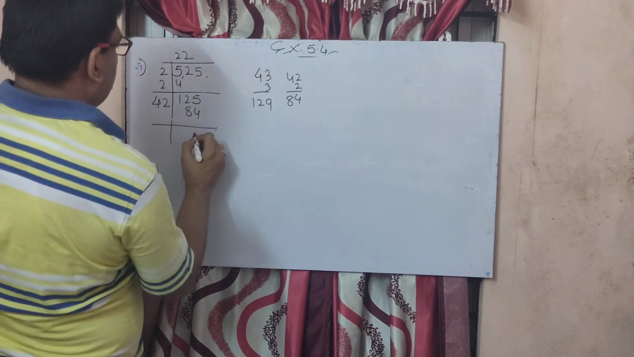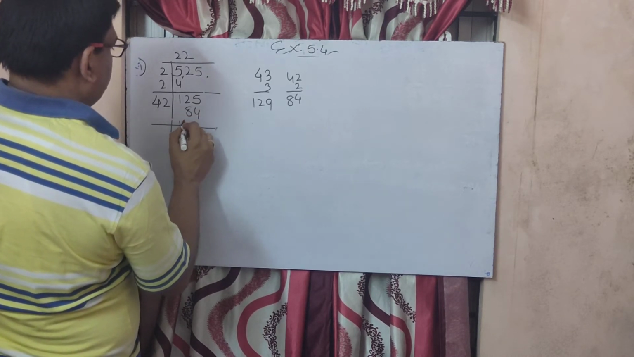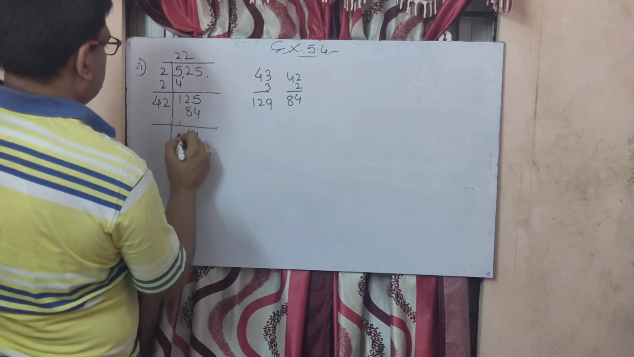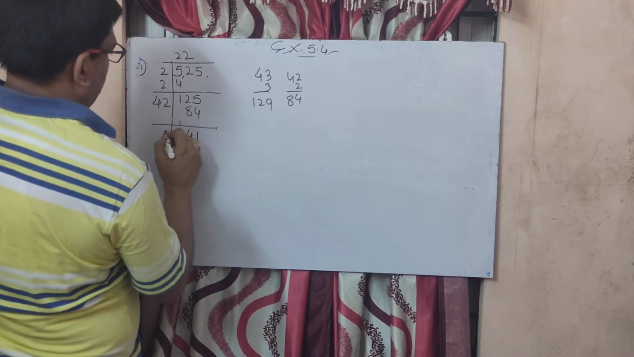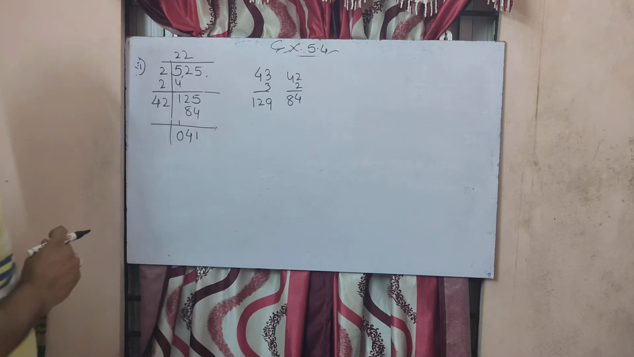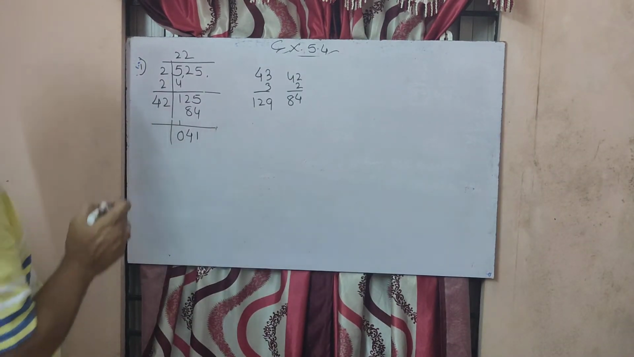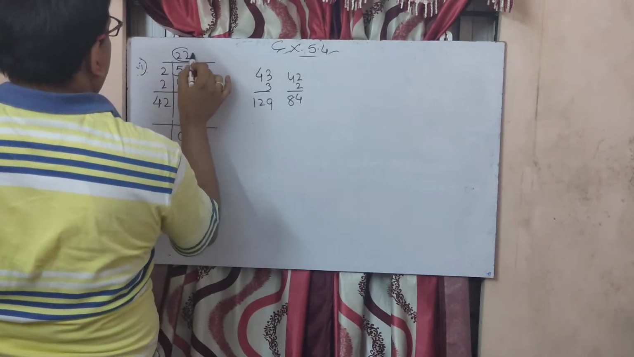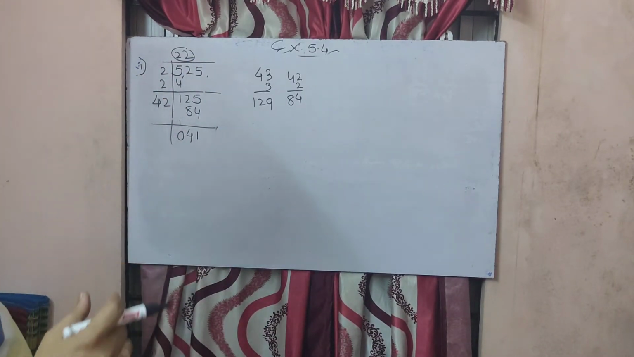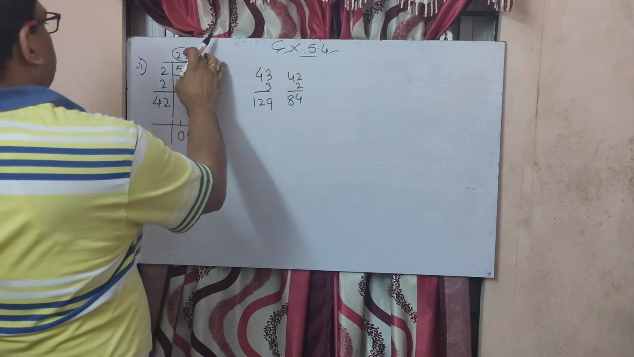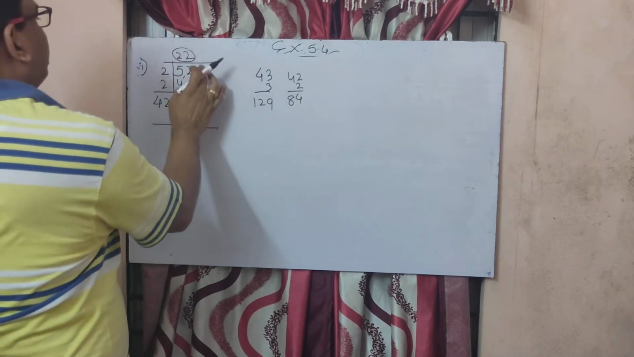Now subtract. How much is it? 1, 2, 4. This is now how much? 0. So now 41 will be there. 41 will be there. Now look here. Now the square of 22 is what? Now this number, the 525.